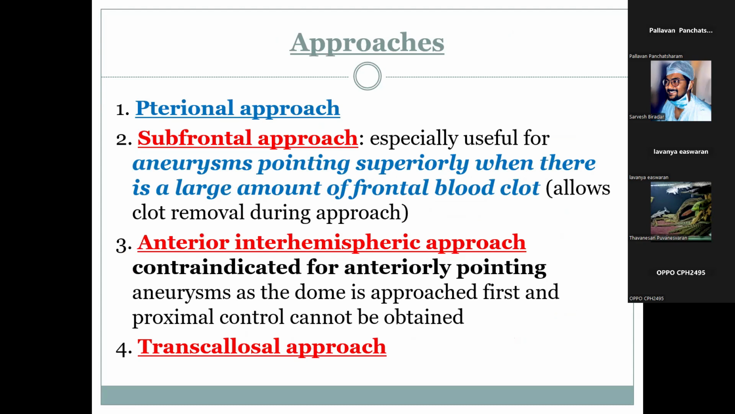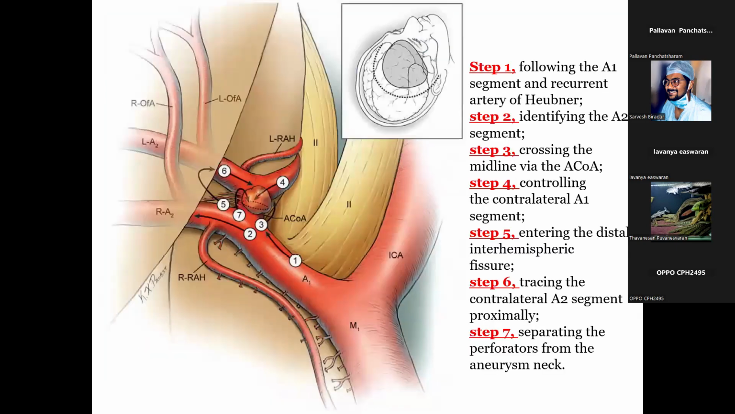The approaches for the anterior communicating artery aneurysm are the pterional approach, subfrontal approach, anterior interhemispheric approach, and transcallosal approach. The subfrontal approach is useful, especially for aneurysms pointing superiorly when there is a large amount of frontal blood clot. The anterior interhemispheric approach is contraindicated for anteriorly pointing aneurysms. It is mainly done for the pericallosal artery aneurysm, which I have shown previously. For the proximal and the distal pericallosal artery aneurysm, you can go with the interhemispheric approach.